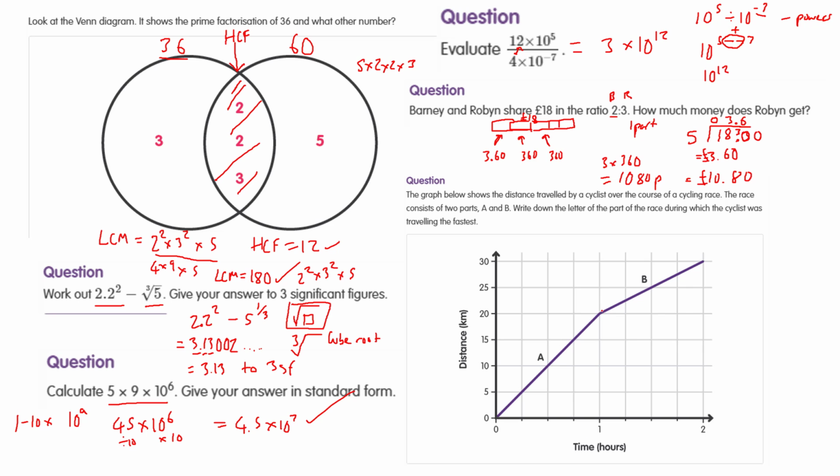In 1 hour, how far does he travel? 20 km. What's this distance from here to here in terms of travel? You know, it says 30. Can you see between here and here, he's only travelled 10 km. And that time is still an hour, right? And this time is an hour. So the answer is clearly A here. And can you see this gradient is steeper, so that means it's faster.